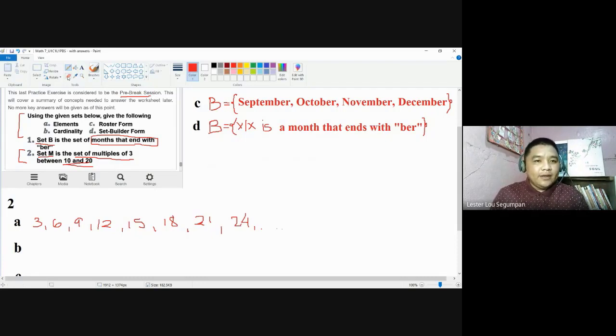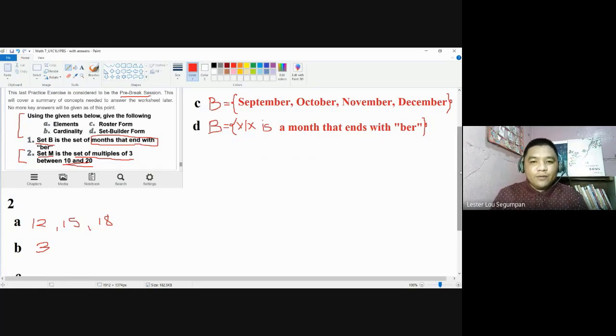In this case, 3, 6, and 9 are less than 10, so we remove them, as well as 21, 24, and all the multiples above because they are only until 20. So we are left with 12, 15, and 18, and this would be our elements. Again, we just need to determine the multiples and use the restriction to follow what the set is. And with that, we only have 3 multiples of 3 between 10 and 20, and that is your cardinality.